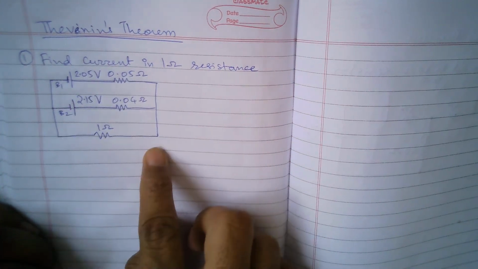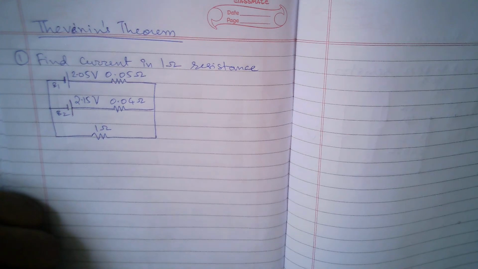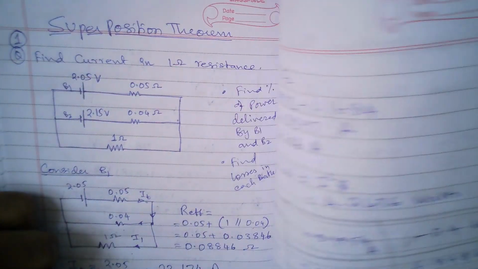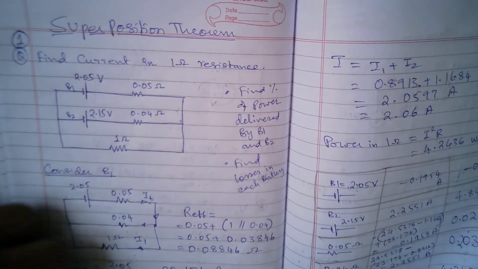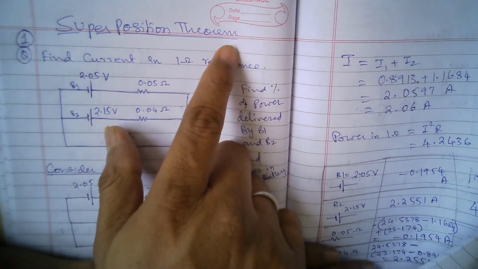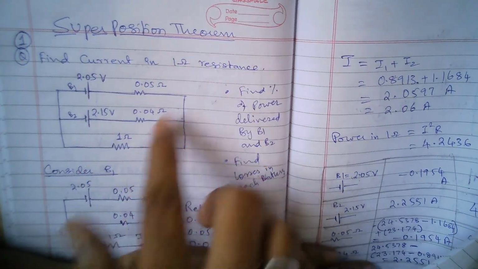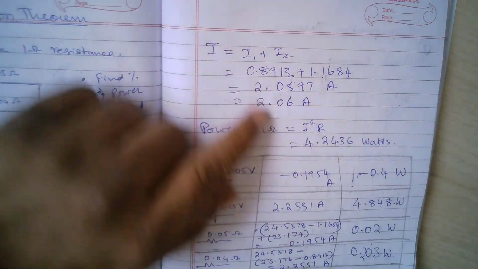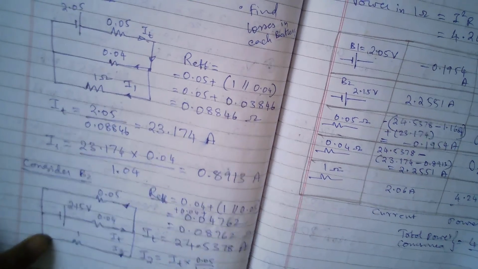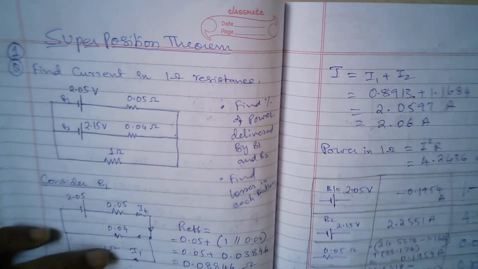So if you see this question and if you are familiar with my channel, you may be familiar with this question also. In another playlist, I had solved the same exact problem using superposition theorem, and the problem is the same. Find the current in 1 ohm resistance, and we found the current. Finally, the current that we found was 2.06 amperes, and there was a particular procedure that we followed to apply the superposition theorem.